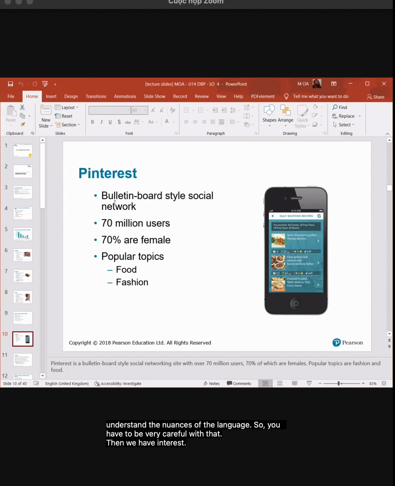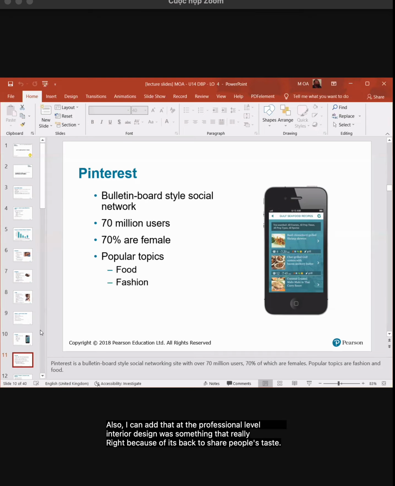Then we have Pinterest, right? Pinterest is a bulletin board style social network where 70% of the users are female, out of 70 million users. And here, because of their graphic form, food and fashion were the main items being shared. Also, I can add that at a professional level, interior design was something that really exploded on Pinterest, because of its graphic way to share people's taste.